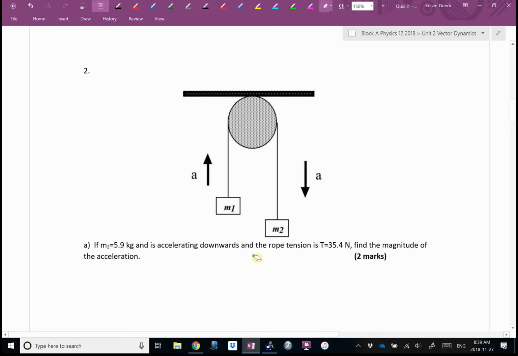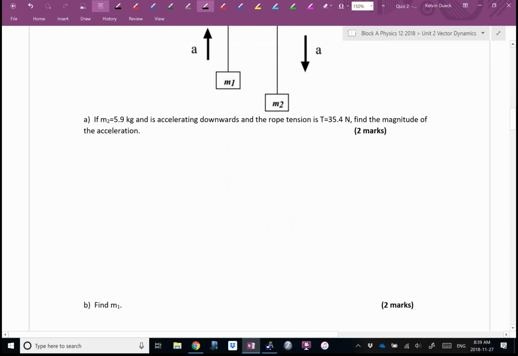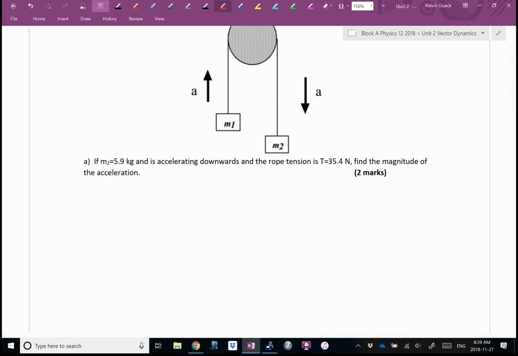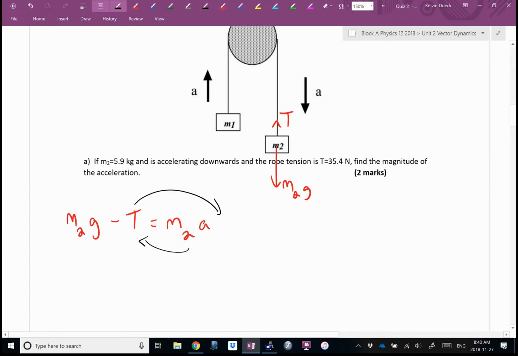You want me to find mystery mass M1? First of all, it wants me to find the acceleration. Okay, then I'm going to use M2. What are the forces acting on it? Get the obvious one: I have M2G. I have tension, and because it's accelerating down, I know M2G minus tension equals M2A. I'm going to do the swappy dance. I'm going to get M2G minus M2A equals tension.